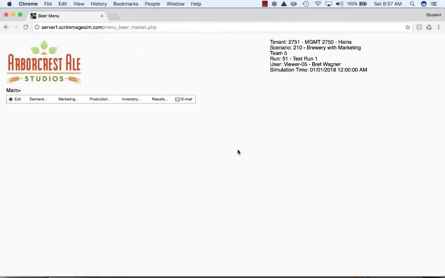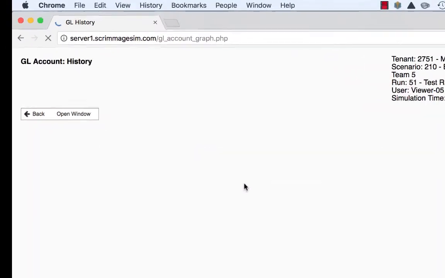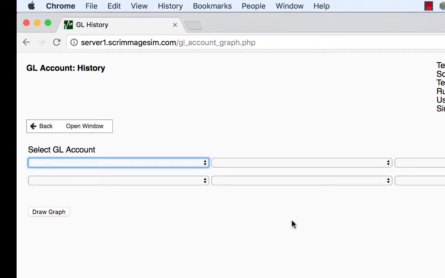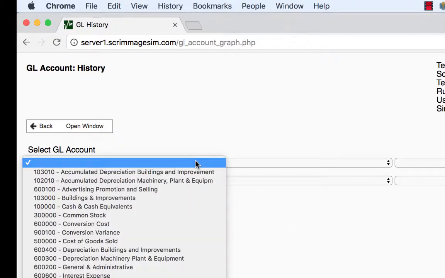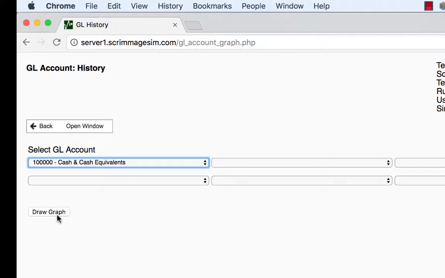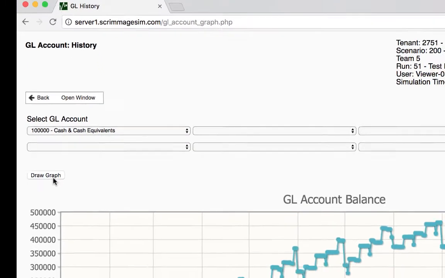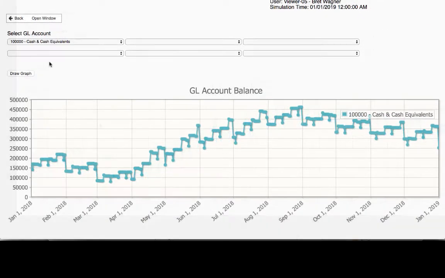In scenario 210, an option was added to the results menu to look at general ledger account history. To understand ArborCrest cash flow over the year, we look back at the previous scenario and select cash and cash equivalents, then click on Draw Graph. This graph will show the cash balance over the year in simulation scenario 210.